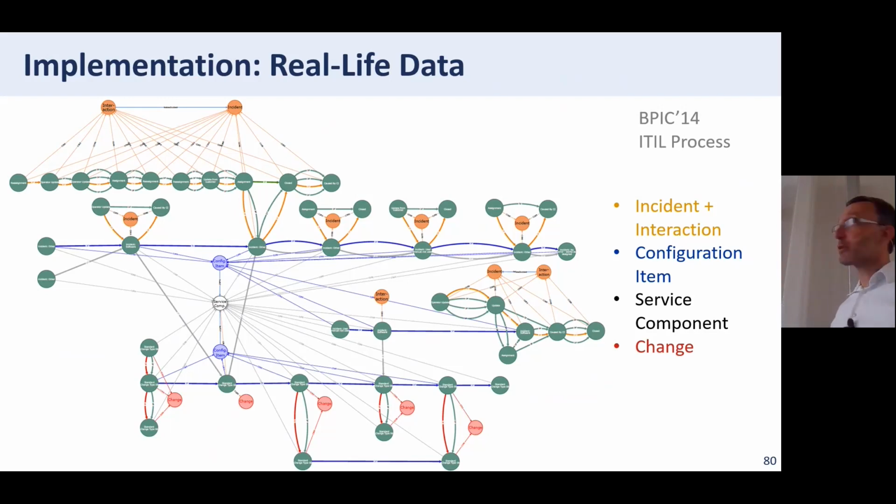There's also service components that contain multiple configuration items, right? So then you kind of have a level of hierarchy in there. Then you also have changes, right? Updates, software updates, or hardware updates that are being made. And some of these changes are working on different configuration items. You see this here. This change is done on this configuration item and on that other configuration item over here.